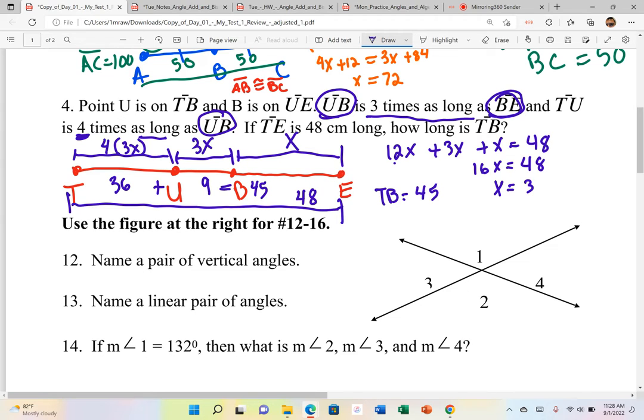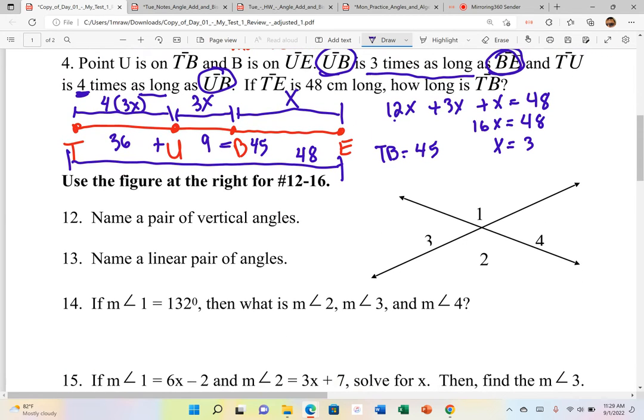Cool beans? Okay. Numbers 12 through 16 say to use the figure. On number 12, it says name a pair of vertical angles. I'm going to give that to you: angle 1 and angle 2.